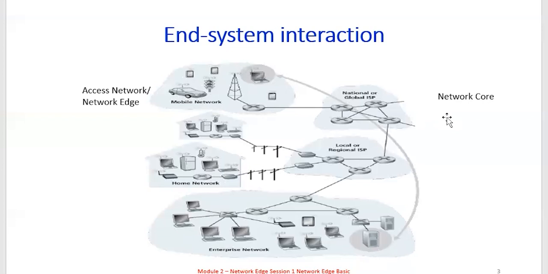So network core is nothing but a backbone network or a backhaul network in which the entire traffic provided by these access networks flows. As discussed in the previous module, we have regional ISPs as well as national or global ISPs, and the ISPs are formed with the help of communication links and routers. So in this video, we are going to discuss in detail the network edge.